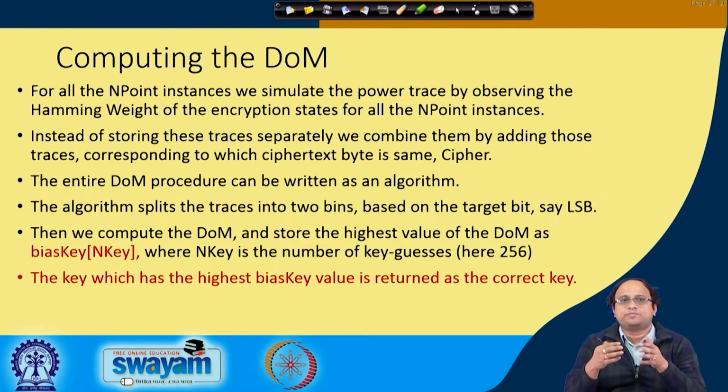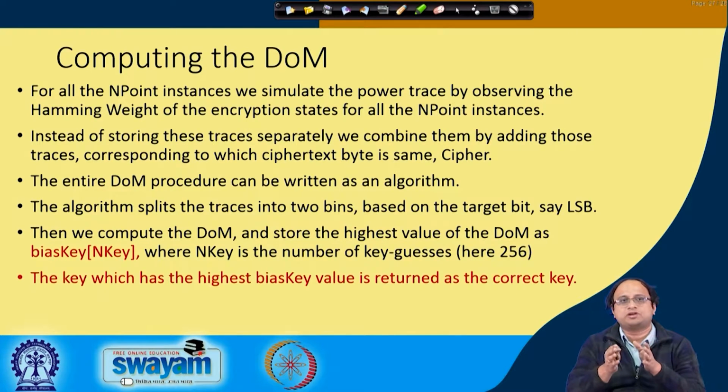And the entire DOM process, as we will see, you can write in a very systematic manner in a nice form of an algorithm which you can code and automate. So the algorithm basically splits the traces into 2 bins based on the target bit, say the LSB, and then we compute the DOM and store the highest value of the DOM as an array, say bias key.